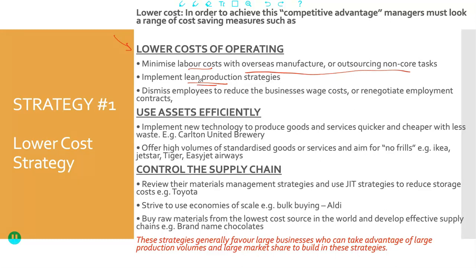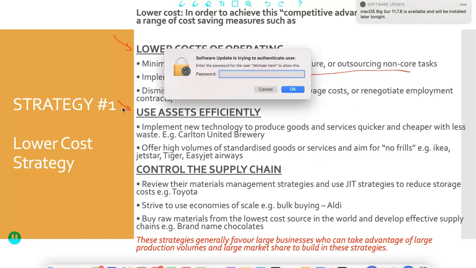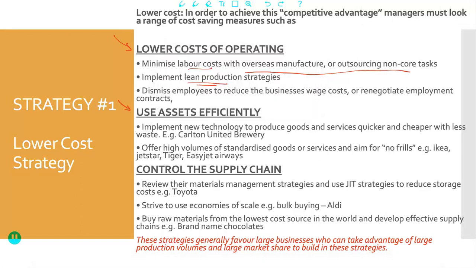Waste equals cost. And they might be looking to dismiss employees to reduce their costs. They're going to really need to be using their assets efficiently. They might adopt new technology to produce goods and services quicker. They might offer high volumes of standardized goods to mean that they don't have to make a wide range of products. If you think about Aldi, they have standardized goods.